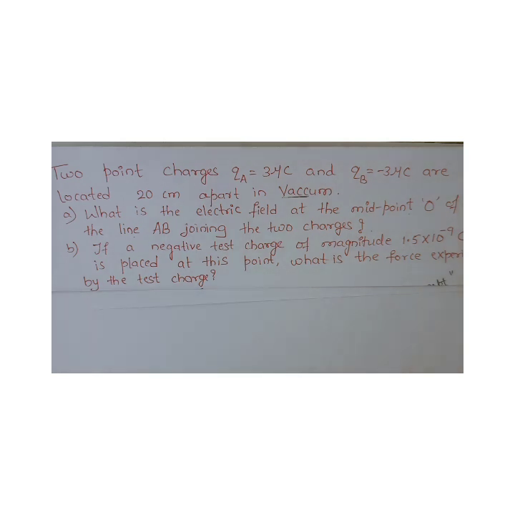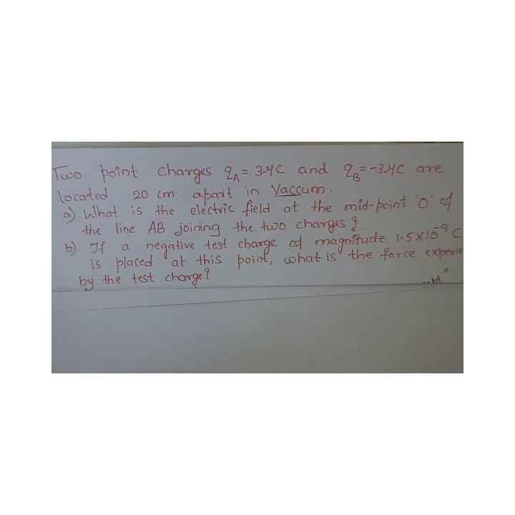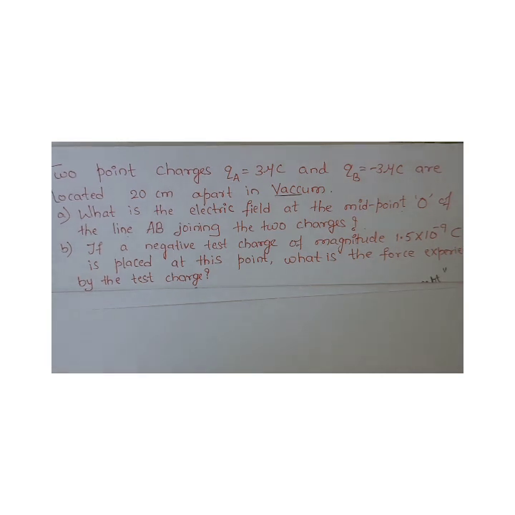The question is: two point charges QA, 3 microcoulomb, and QB, minus 3 microcoulomb, so they are opposite charges, are located 20 centimeter apart in vacuum. The first question asked here: what is the electric field at the midpoint O of the line AB joining the two charges? And the second: if a negative test charge of magnitude 1.59 coulomb is placed at this point, what is the force exerted on the test charge? Okay, so now we'll see.